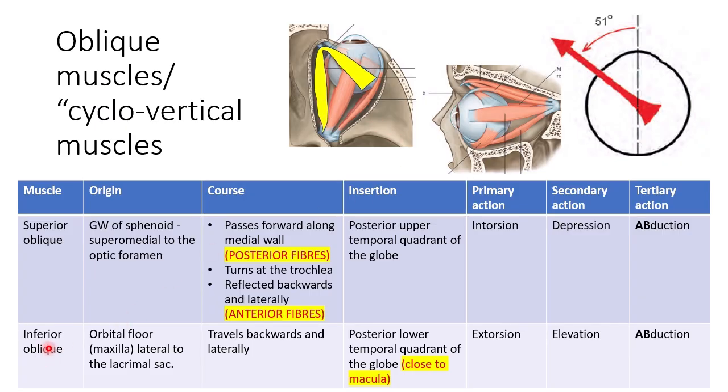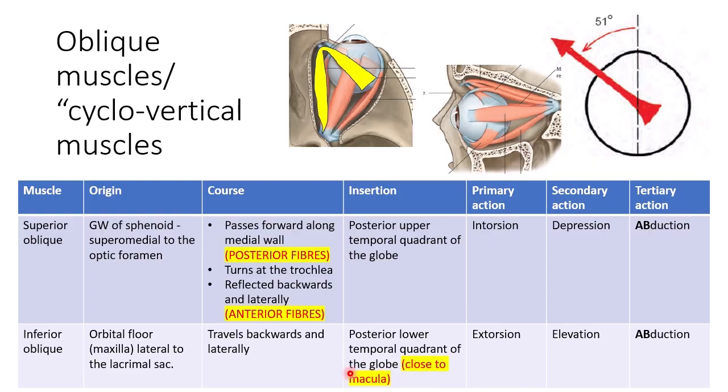Inferior oblique, similarly, you'll understand it better here. It also travels medial to lateral, but it is like this. The origin is from the medial orbital wall, just like the superior oblique. Its origin is also from the medial orbital wall, but below, orbital floor, maxilla, lateral to the lacrimal sac. So it is near the floor, okay, originating medially, traveling outwards and laterally, and inserting where, into the posterior lower temporal quadrant of the globe, close to the macula.